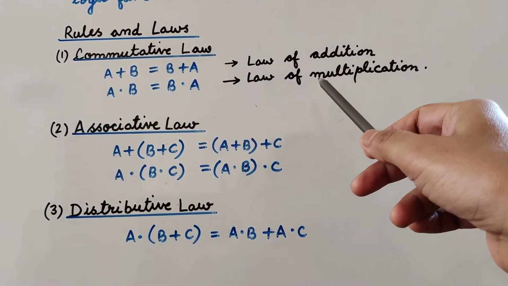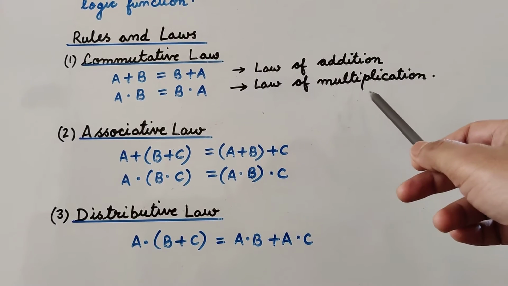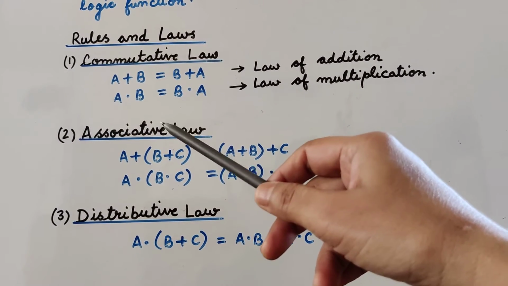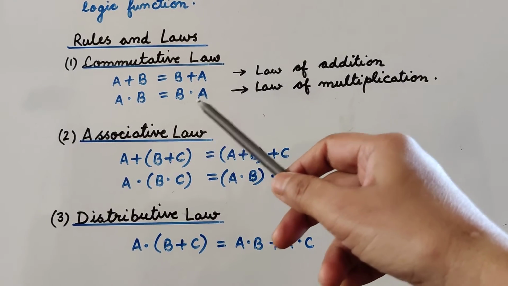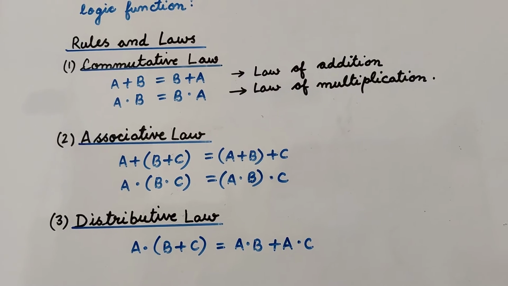Similarly, the commutative law also holds good for multiplication. That is, if we multiply a with b or b with a, the answer will be the same. So we can say that a dot b will be equal to b dot a. This is the commutative law.